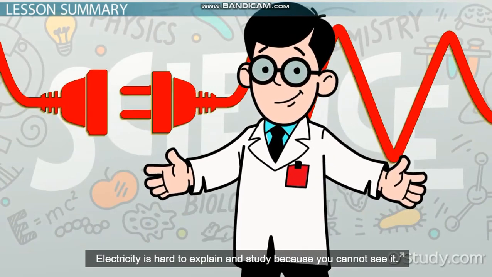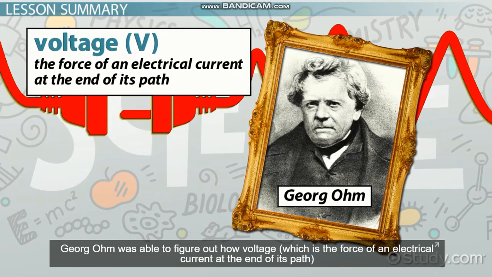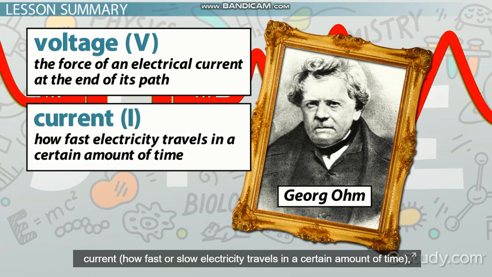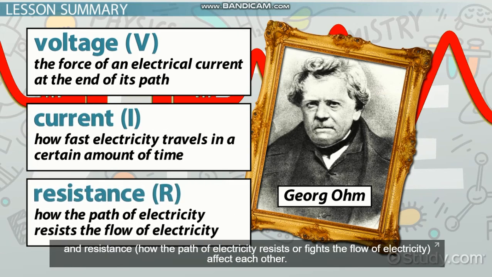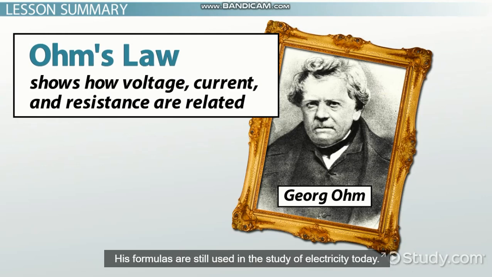Electricity is hard to explain and study because you cannot see it. George Ohm was able to figure out how voltage, which is the force of an electrical current at the end of its path, current, how fast or slow electricity travels in a certain amount of time, and resistance, how the path of electricity resists or fights the flow of electricity, affect each other. Ohm's law shows how voltage, current, and resistance are related. His formulas are still used in the study of electricity today.